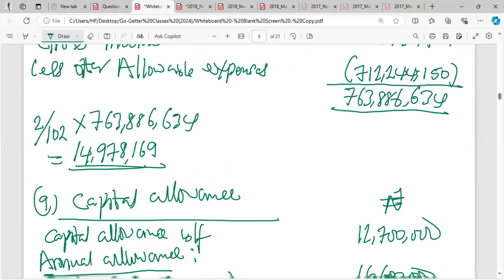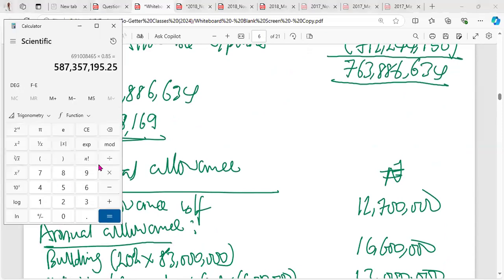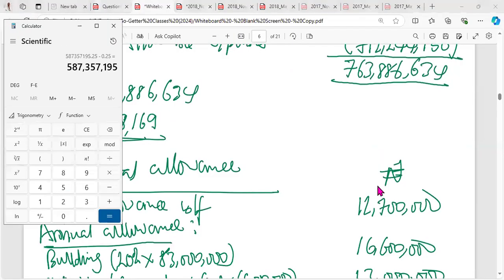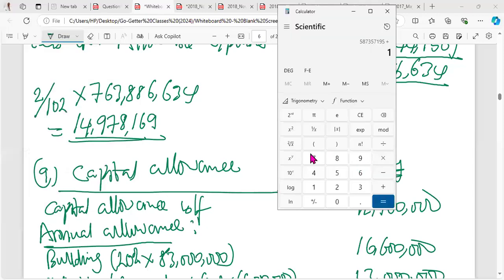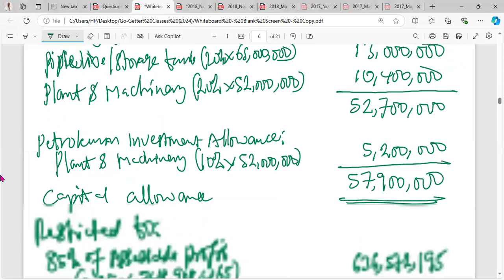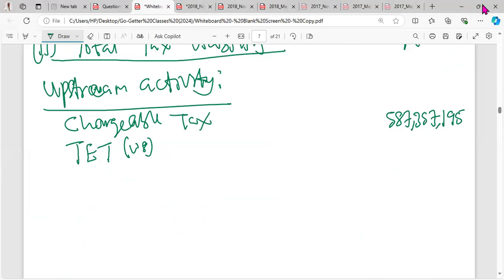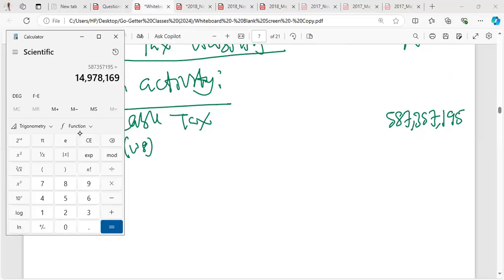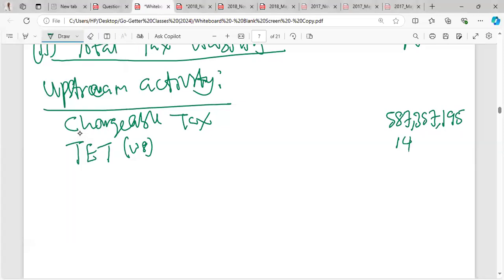14. So let me just write it down here. Let me remove this fraction. Okay. Tertiary education tax, I'm going to be adding it: 14,978,169. So before I press the equal button, go down and write it. So this is 14,978,169. Add them together.